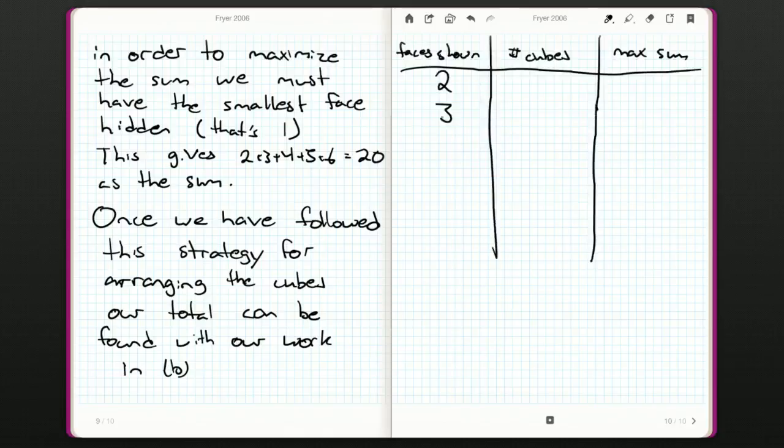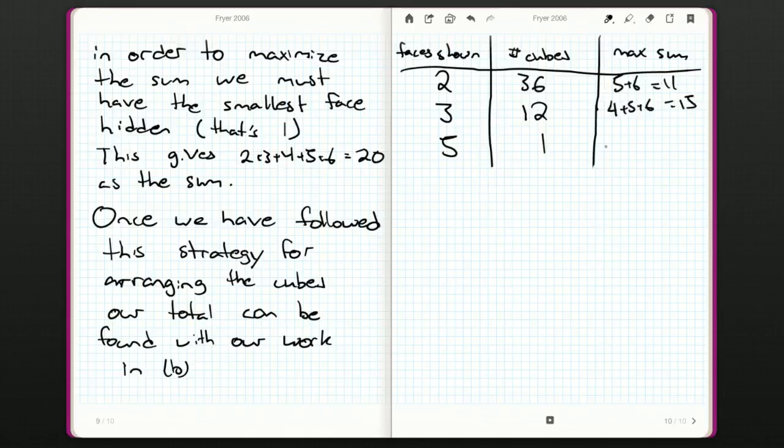So we have 2 faces shown, or 3 or 5. We have 1 cube showing 5, we had 12 showing 3, and we had 36 cubes with 2 faces being shown. So 36 of the cubes are going to show a 5 and a 6. So their total will be 11. 12 cubes will have a total sum of 15. And the one cube, the one on top, will be showing a 2, a 3, a 4, a 5, and a 6, giving us a 20.